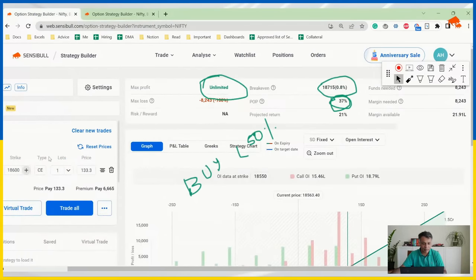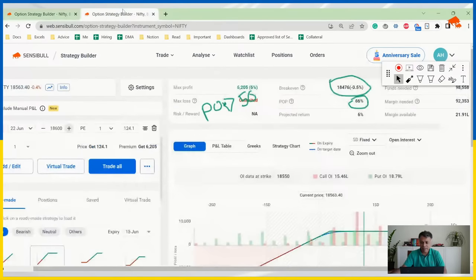See, for the 18,600 call, to make money the breakeven is at 18,733. It's almost 1% away. So you need a 1% movement in your favor to make money off the buy call, right? Whereas in case of sell put, even if you get it wrong by 0.5%, you're making money. So the probability of profit is, of course, more than 60%, because you're making money when you're right, when it is neutral, and even when you're slightly wrong.